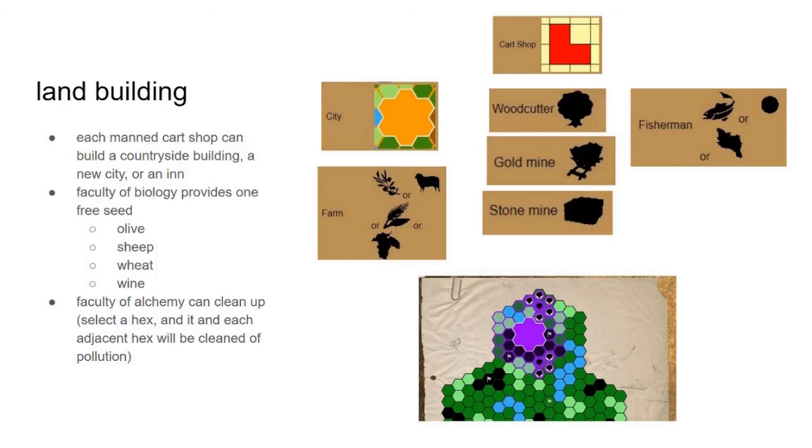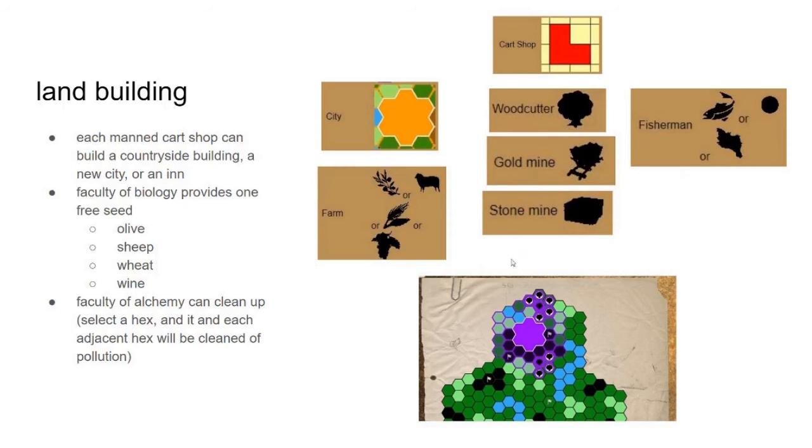So if I had a manned cart shop, that's how I would get this woodcutter out into the field, right? That's how I would get a miner. That's how I would get a fishery, by having a manned cart shop. So what buildings can you build with a manned cart shop? A woodcutter, a gold mine, a stone mine, fisherman, or a farm.